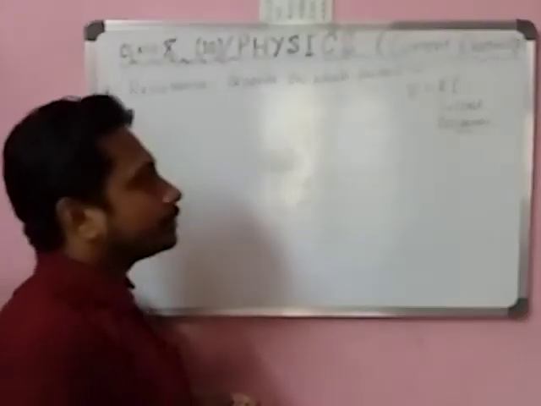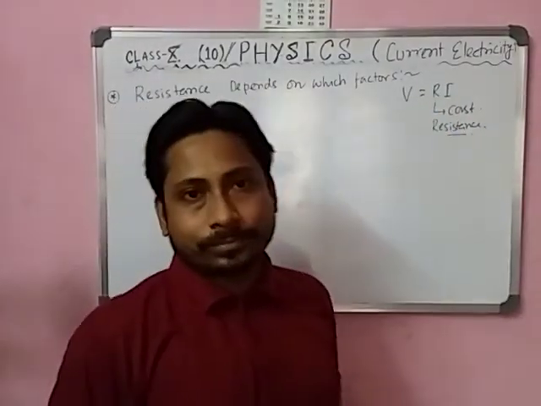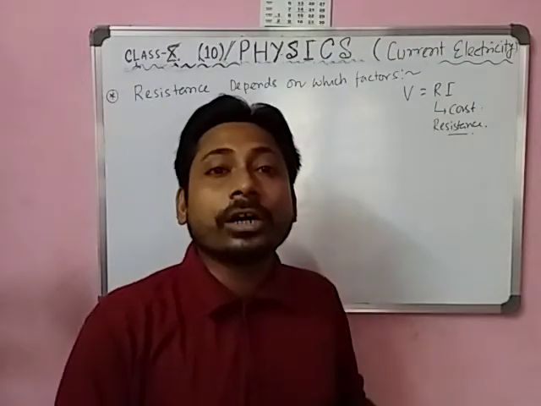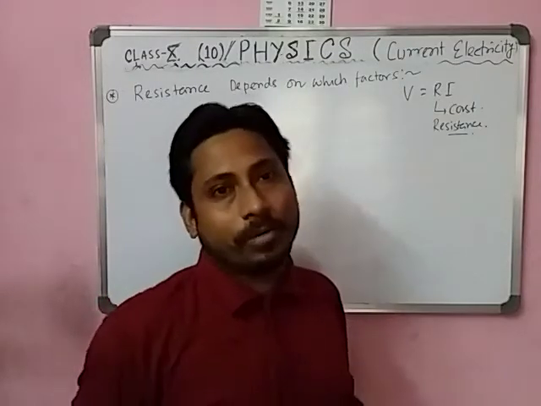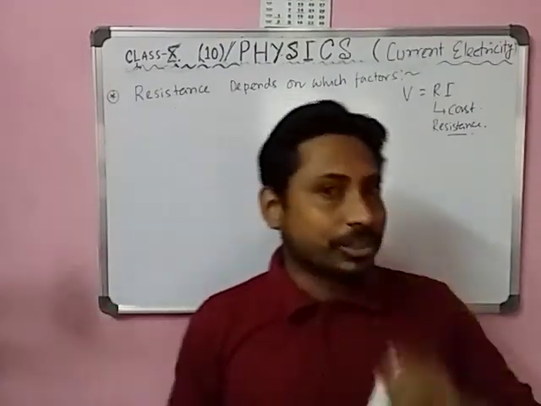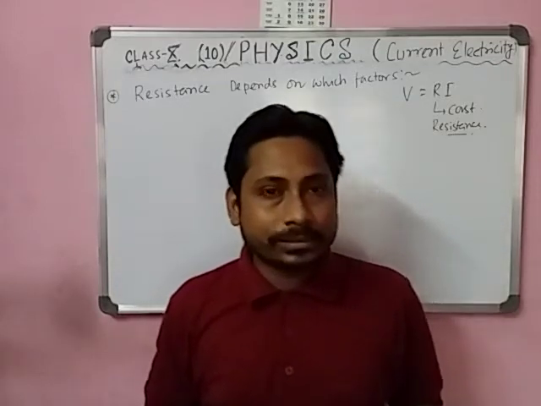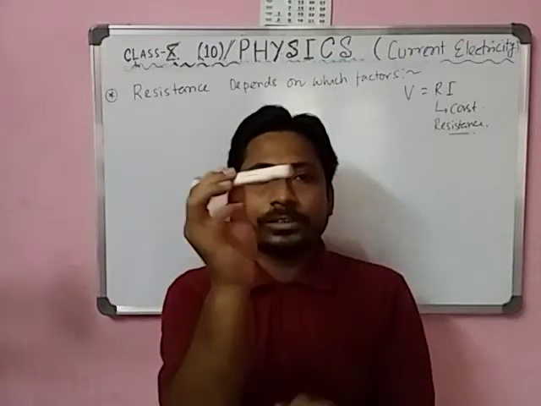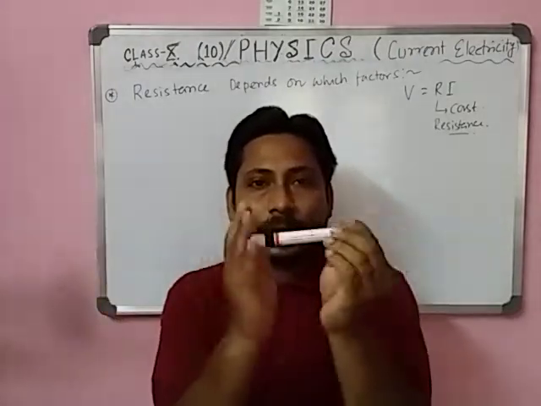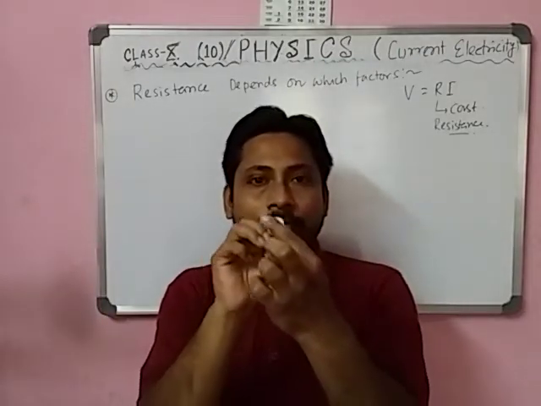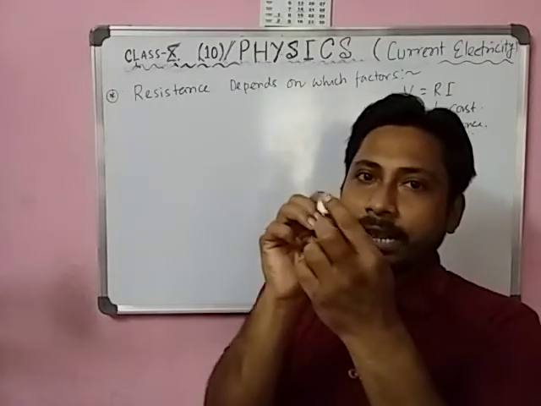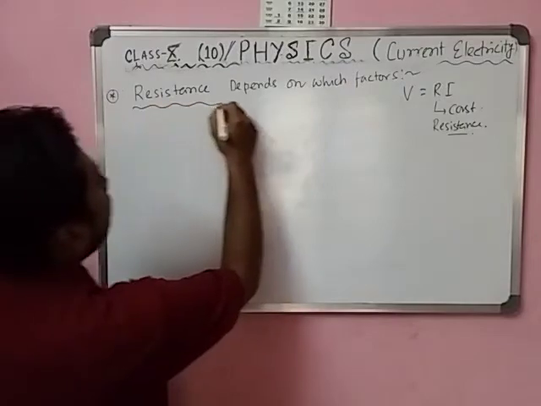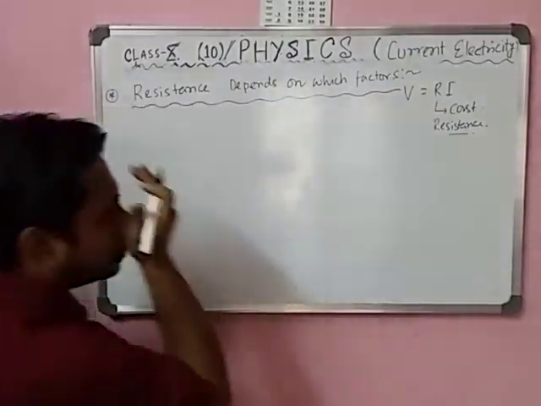But this resistance actually depends on something: it depends on the dimension of the wire. What does dimension mean? The length of the wire. Suppose the wire, it depends on the length of the wire and the area of cross section. That part is called area of cross section. So students, you can write R. Resistance depends on which factors? Please write down in your copy.